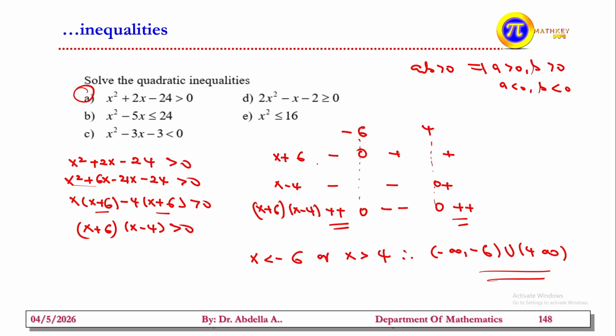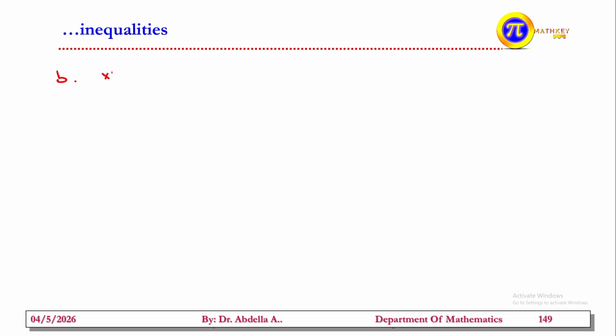Let us see the second problem. When you come here, x squared minus 5x minus 24 is less than or equal to 0. Again, you'll try to find two numbers whose sum is negative 5 and their product negative 24. They are negative 8 and 3, so it equals x squared minus 8x plus 3x minus 24 is less than or equal to 0.